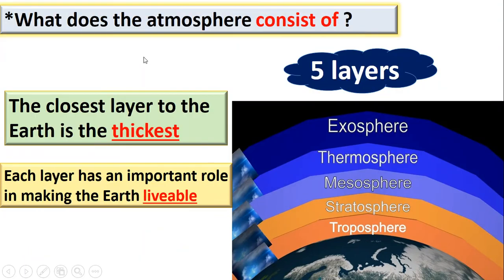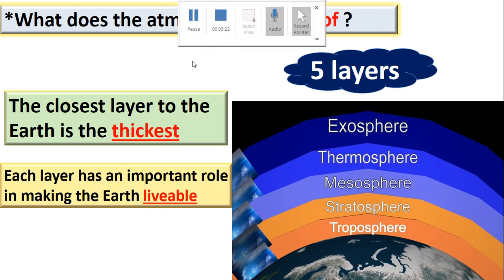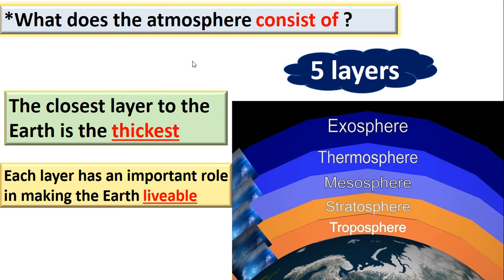After that, what does the atmosphere consist of? The atmosphere consists of 5 layers. Let us count it. 1, 2, 3, 4, 5. They are 5 layers of atmosphere. Again, how many layers are in the atmosphere? 1, 2, 3, 4, 5. 5 layers in the atmosphere.